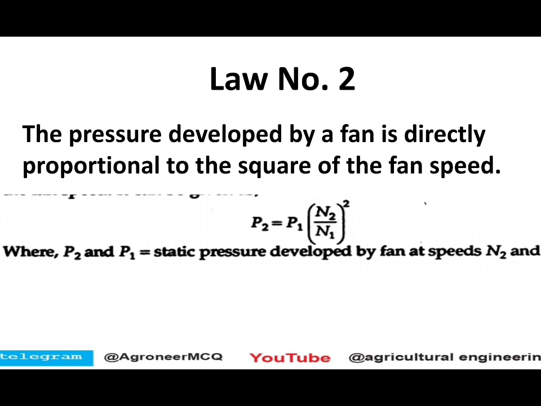Law number 2: the pressure developed by a fan is directly proportional to the square of the fan speed. P2 is equal to P1 times (N2 divided by N1) whole squared, where P2 and P1 are static pressures developed by the fan at speeds N2 and N1 respectively.